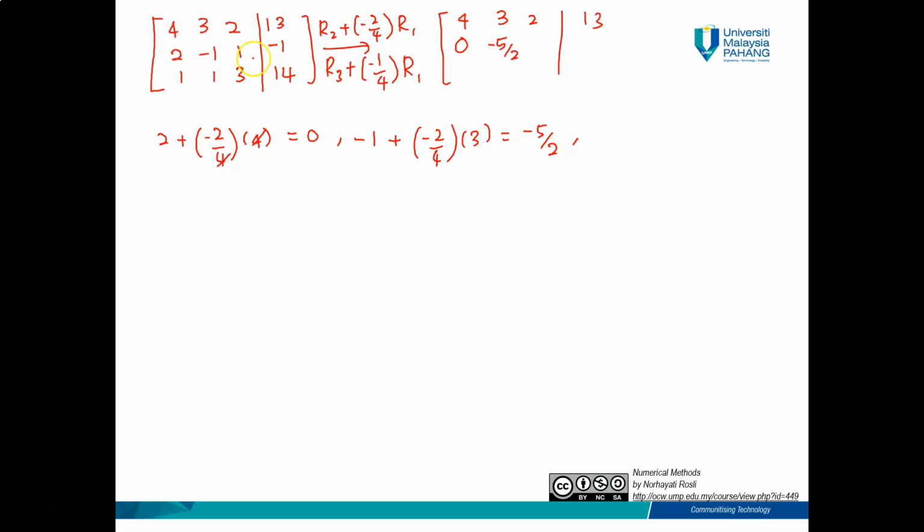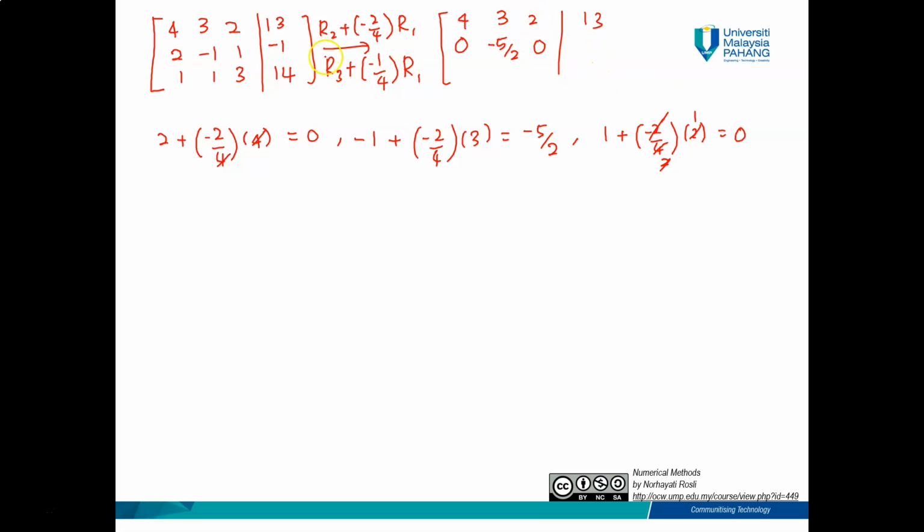And then we do it for the next column, that is the third column, but still at row number 2. Remember, class, you need to finish all elements here. Then you can proceed to the next row. So here, for this R2, the value is 1 plus negative 2 over 4 times 2. Here 2 comes from this value. When we solve this one, we can cancel out 2 and 1. So 1 minus 1, we get this one equal to 0. It means that the value here is 0.